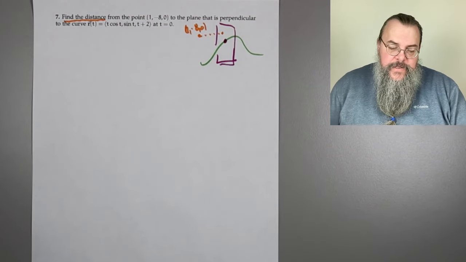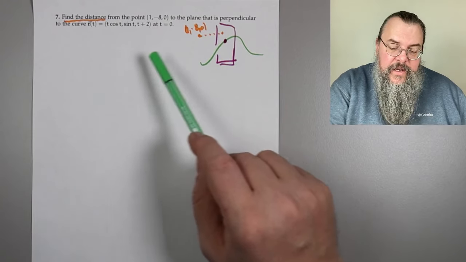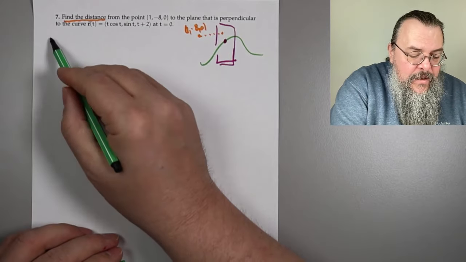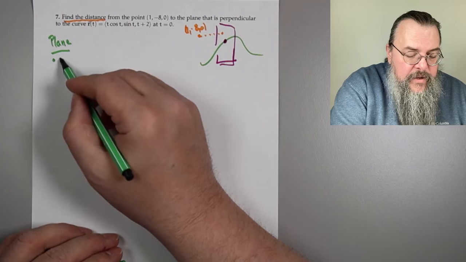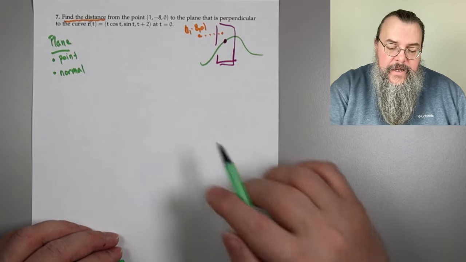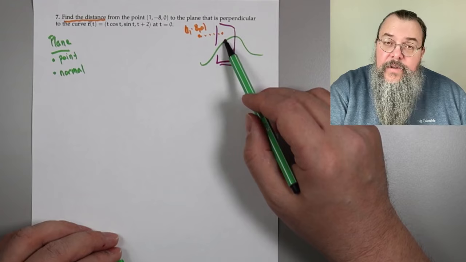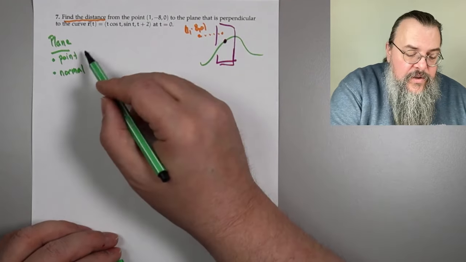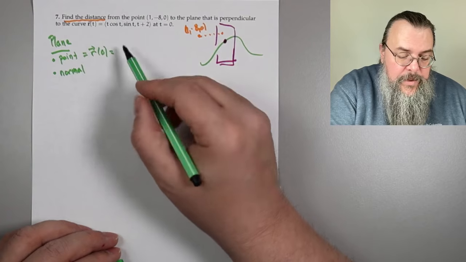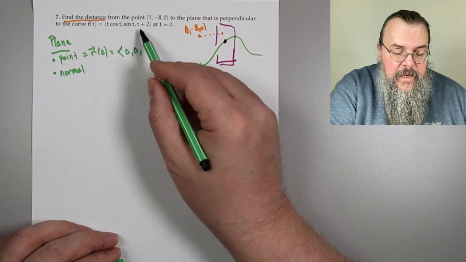Well, let's start unraveling. First off, let's get this plane. Now, we're told it's perpendicular to this curve at a particular time. When you're after a plane, for a plane, we need to have our point and a normal. All right, so how do we find the point? Well, we know it's perpendicular at time t equals 0. So the point that we can use is the point on the curve at time t equals 0. So the point will be r of 0. Now we plug in 0. What do we get? Well, we get 0 because we have 0 times cosine 0, sine of 0, which is 0, and 0 plus 2, which is 2.